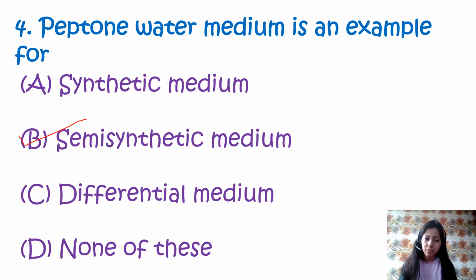And how do we define differential media? It is a type of medium that allows the growth of multiple microorganisms, but it distinguishes them on the basis of their biochemical properties. So our correct option is number B, that is semisynthetic medium. Peptone water medium is an example of a semisynthetic medium.